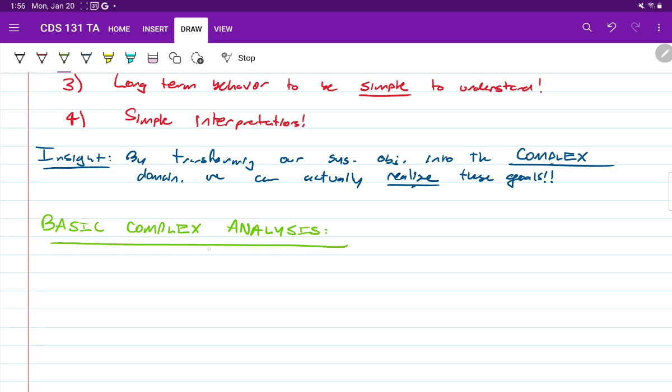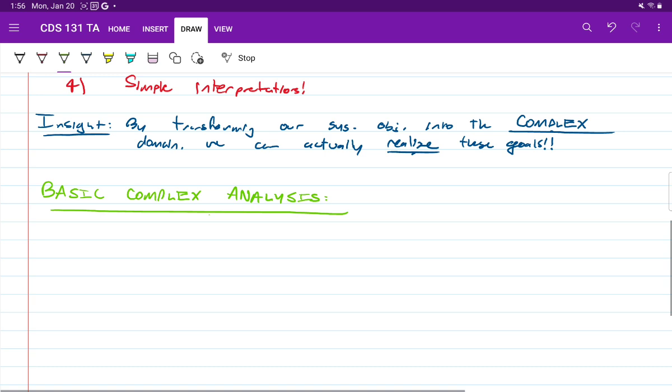All right? And what complex analysis is, it's essentially just the study of the complex numbers and the functions that act on the complex numbers. Okay? So we're basically just doing analysis, same old analysis, just in the complex plane. All right, so let's go ahead and start with some basic notation.